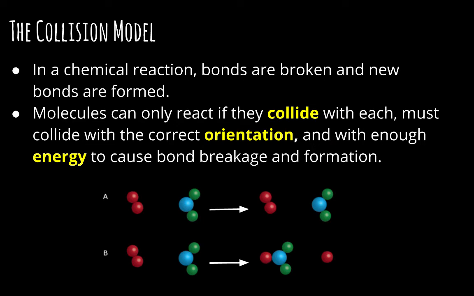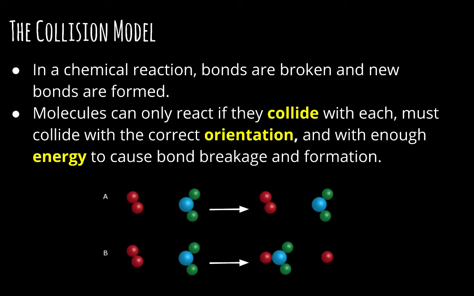When you have a chemical reaction, in order for that reaction to take place, there have to be bonds broken and new bonds formed. So when you have all of these molecules in a reaction vessel, the molecules can only react if they collide with each other with the correct orientation and with enough energy to cause those bond breakages and formations. So if those three things don't happen, then you're not going to have a reaction.